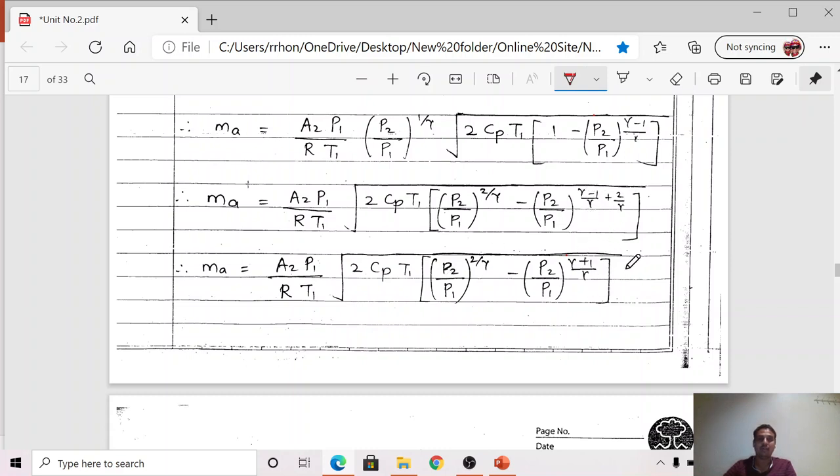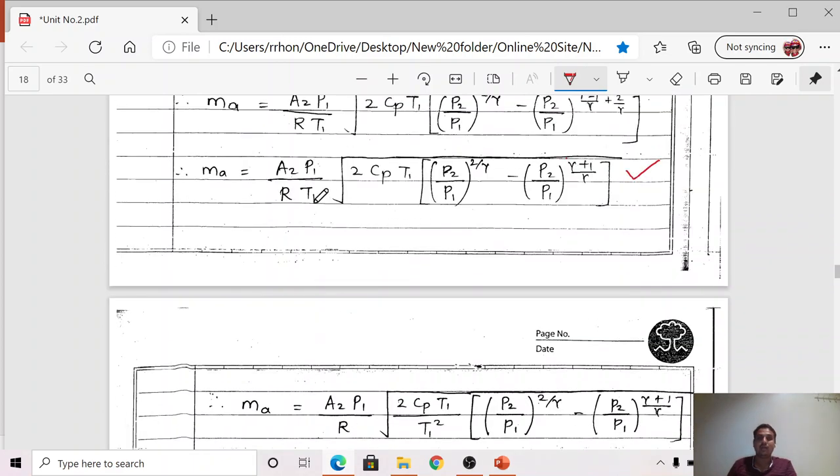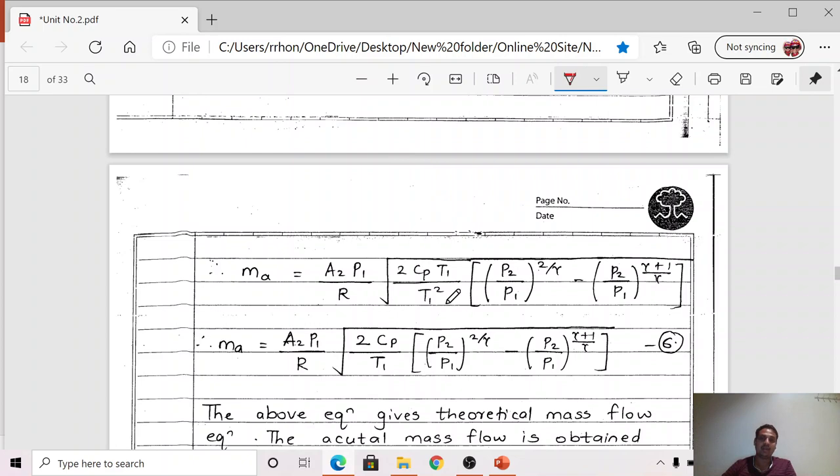So the further simplified equation is what? This is the further simplified equation: A2P1 by RT1 as it is, 2CP2N as it is, and this term is also as it is. Only there is a simplification for the power, and we can write the next equation. So similarly, after further simplification, now we take this T1 inside the under root sign. Outside the under root, here is a T1. Once it comes inside the under root sign, that becomes T1 square.